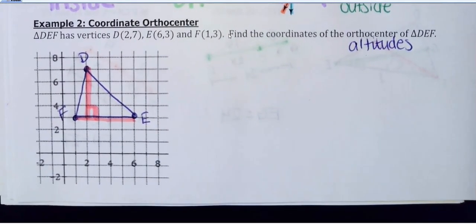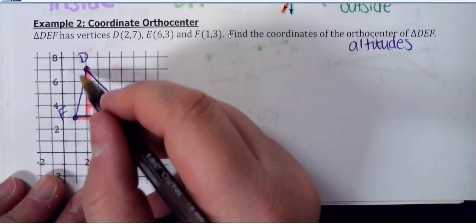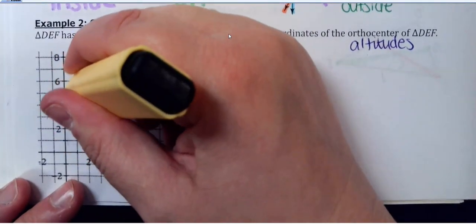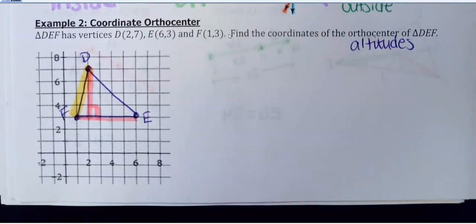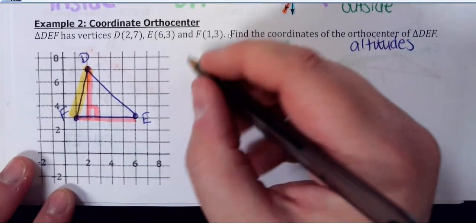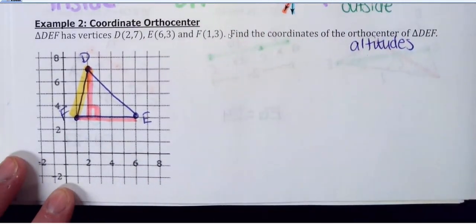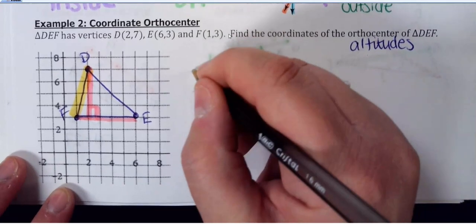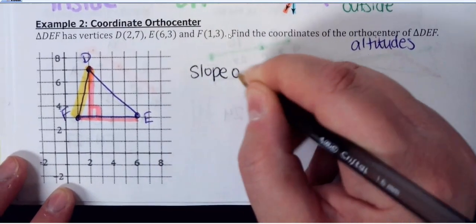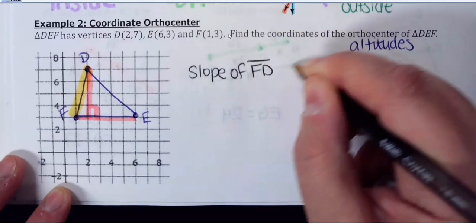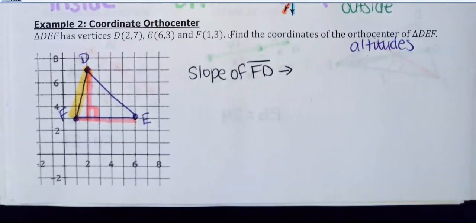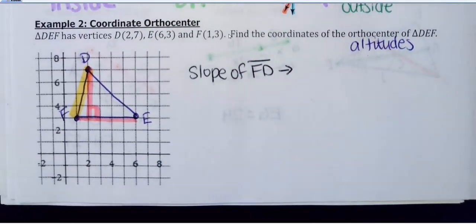Okay, now I only need one more, but these are trickier because I don't have a vertical line or a horizontal line. So what I want to really remind you of really quickly, I'm going to focus on drawing the altitude for the side in the triangle that's from F to D. You could do either one. I'm just going to do F to D. So if it's not a vertical line or horizontal line, you're just going to ask yourself a really quick question. What is the slope of that segment? So if I just go F to D, rise over run, what would you tell me the slope is?